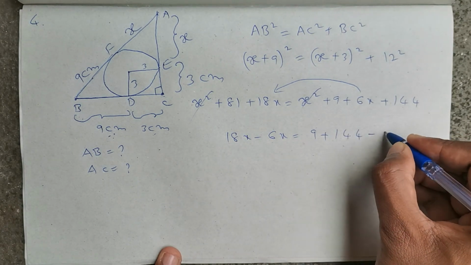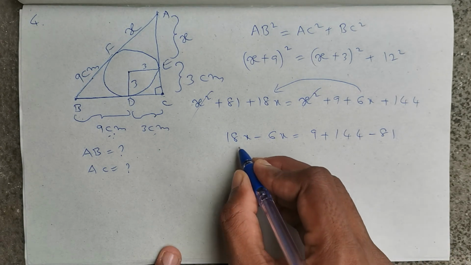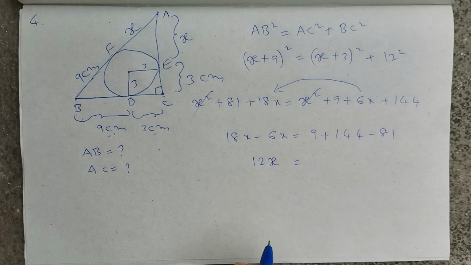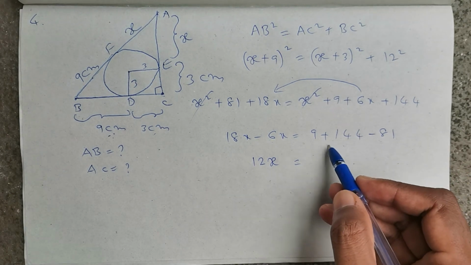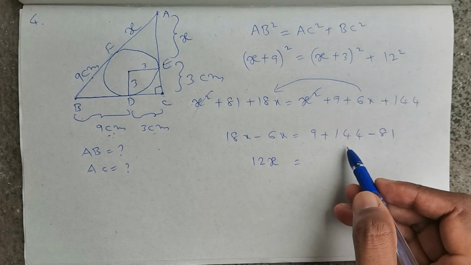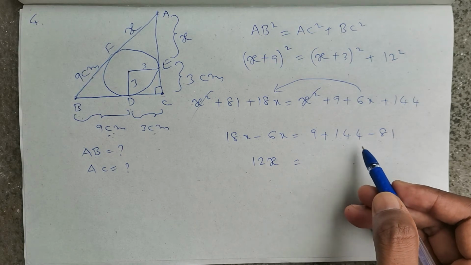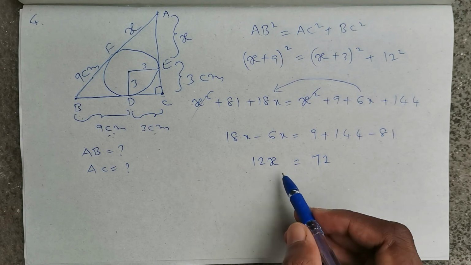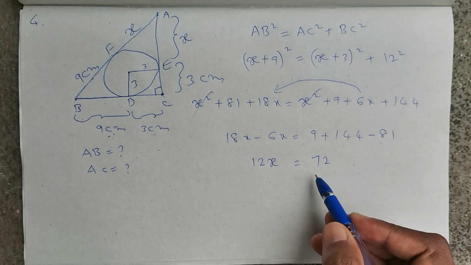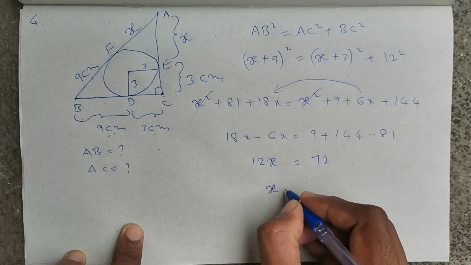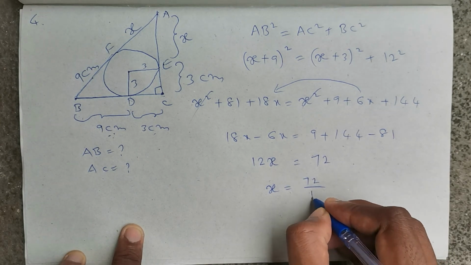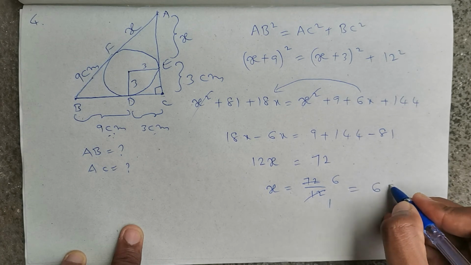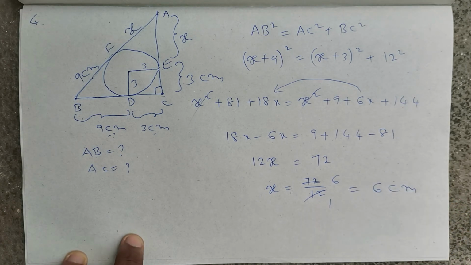If we take to the right side it will become minus 81. 18x minus 6x, 12x is equals to 9 plus 144 is 153. 153 minus 81, 72. So 12x is equals to 72. Then what about the x value? X is equals to 72 divided by 12. 12 ones are 12, 12 sixes are 72. So x is equals to 6 centimeters.